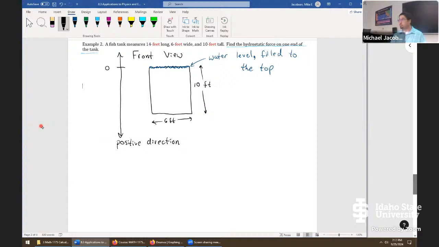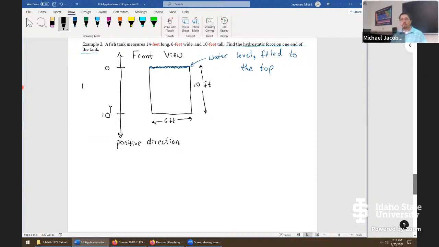What happens next is we want to put in as much information as possible on the scale. So at 0, that's the water line. Go down to this value, that's 10 feet down, but in the positive direction, we'll call this positive 10. And that's our drawing so far.